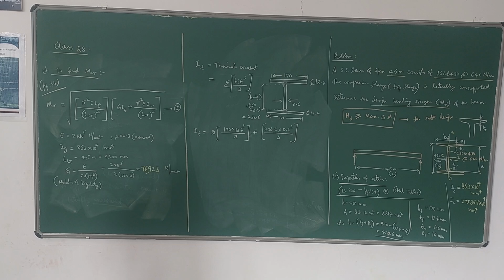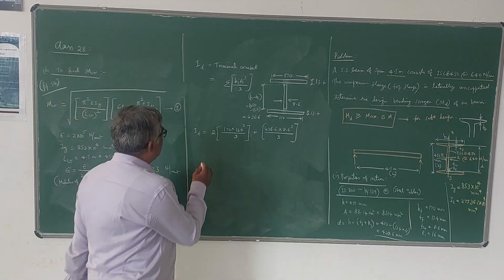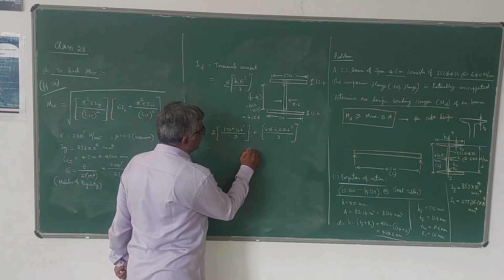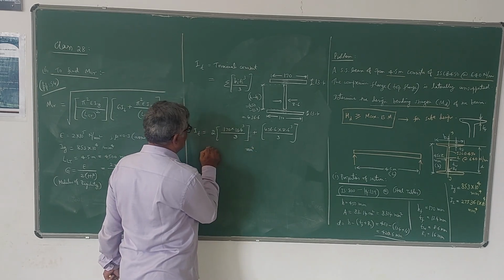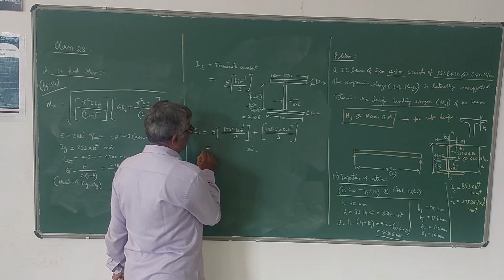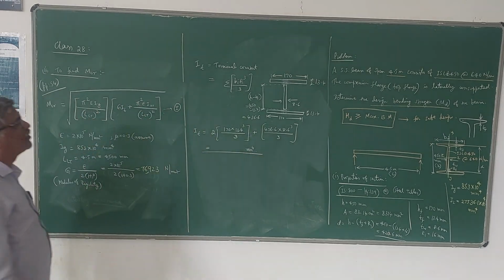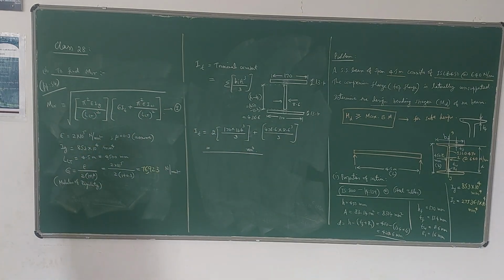The value of IT will be in millimeter power 4 unit, because it is a moment of inertia type quantity. This is one line. Simplify that.